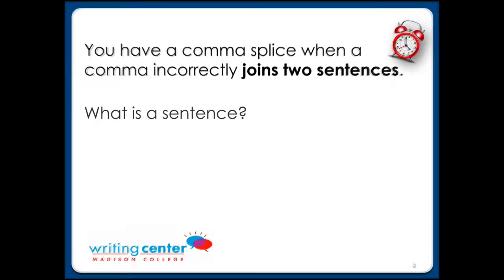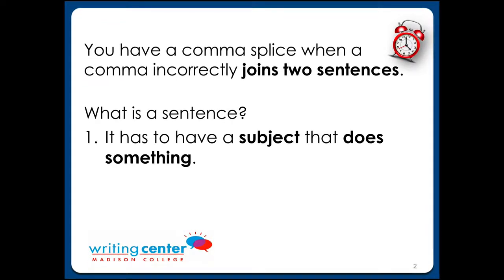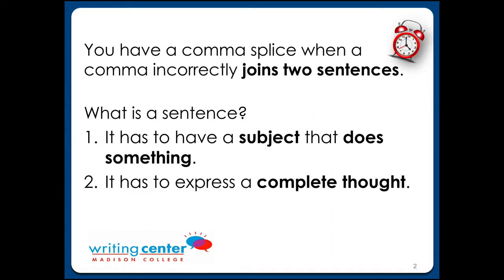Okay, but Suzanne, what's a sentence? Sure, a sentence needs to pass two tests. It has to have a subject that does something, and it has to express a complete thought. But when it comes to a comma splice, the problem is you have two sentences that pass these tests, but they're joined by a comma. The comma is the problem.